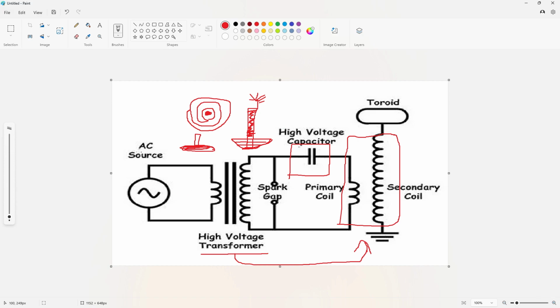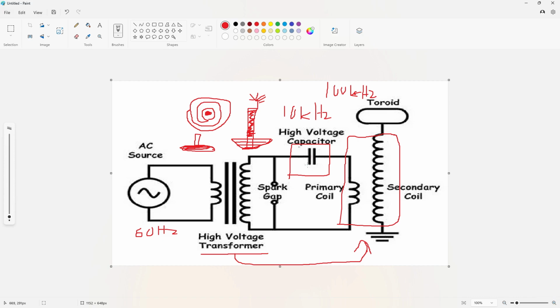Remember, AC in North America is usually 60 hertz. 60 hertz is very slow. That's only 60 times a second, right? When you make a Tesla coil, it could be 10k hertz, or higher than that, maybe 100k hertz. I haven't made one in a long time, so I can't recall exactly what the frequency is.